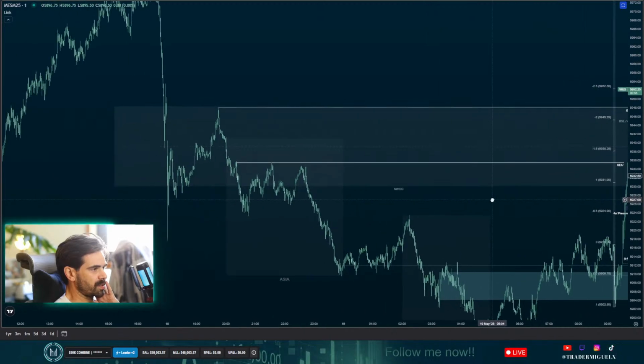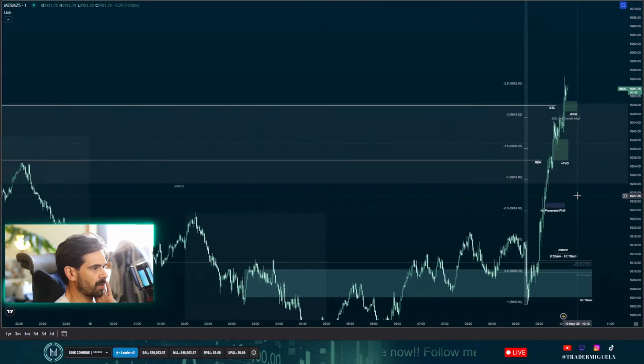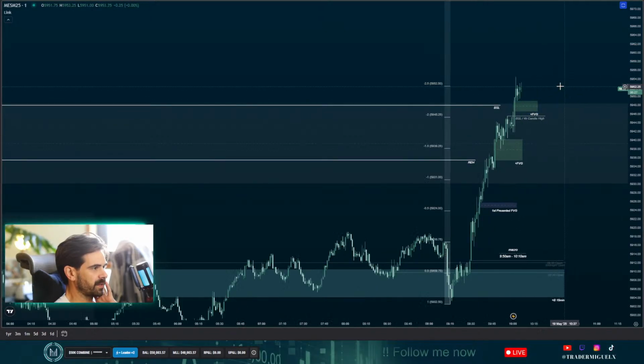Notice how price just ran through the NWOG. Started here, pierced it, then retested it, then displacement to the upside, taking out the midpoint of it, retrace back to the midpoint, and then another displacement to the upside, trying to get out of it.